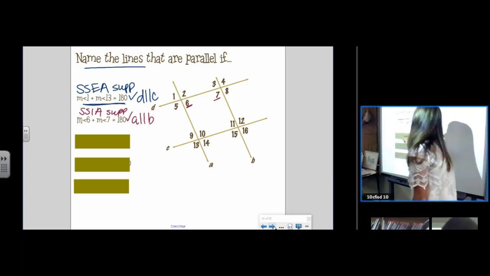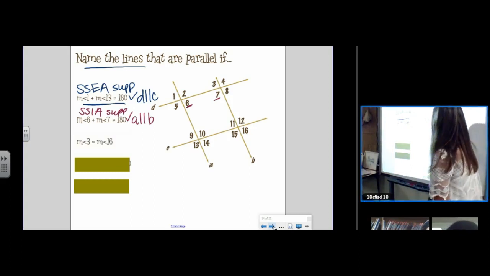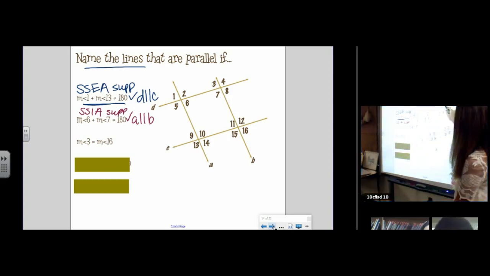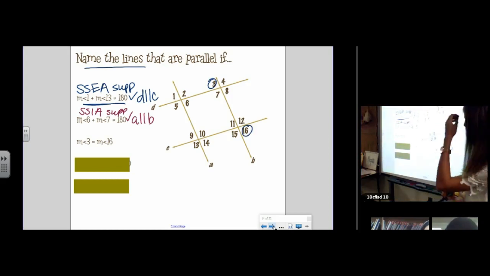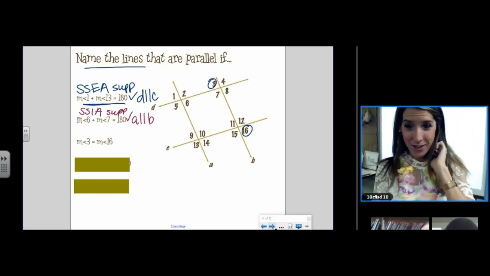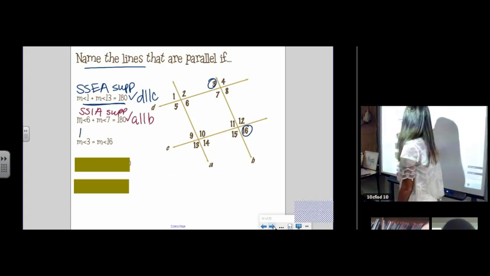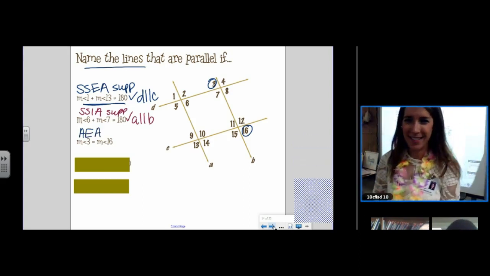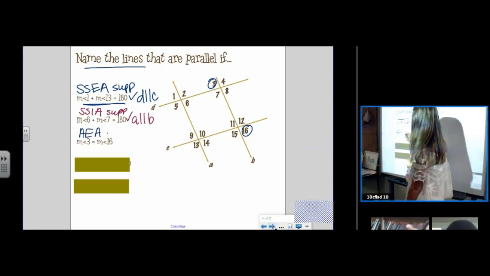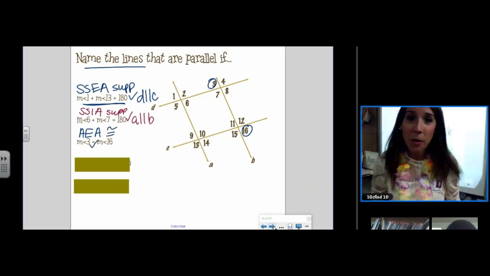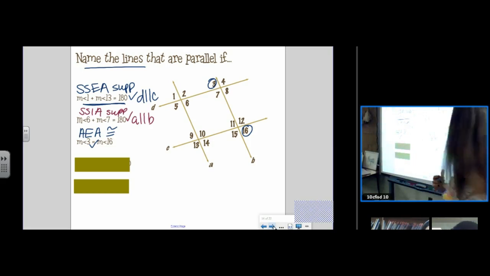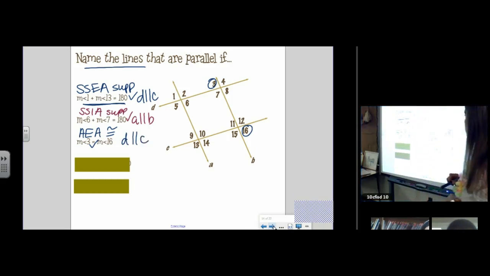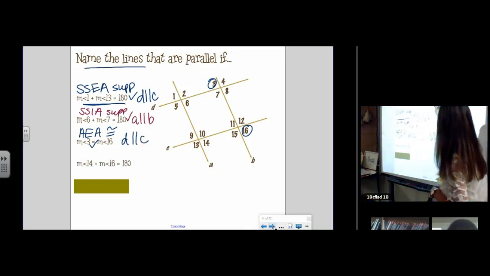Keep going. Angle 3. Oh no, I lost my eraser. 3 and 16. The measure of angle 3 equals the measure of angle 16. Alternate. Look how much vocab we're practicing today. I'm practically reviewing you for your vocab quiz tomorrow. Alternate exterior angles, they're supposed to be congruent. Their measures are equal, which means the angles are congruent. That's the same thing. So, good job. D is parallel to C again. Alrighty, 2 more on this page.